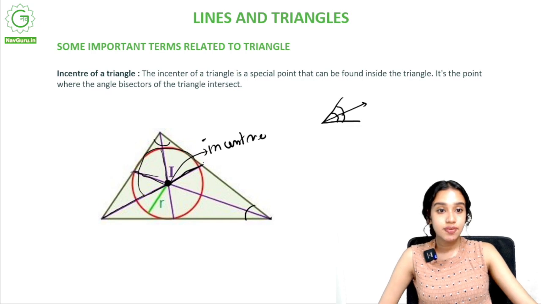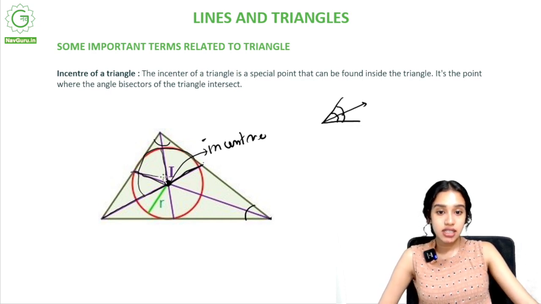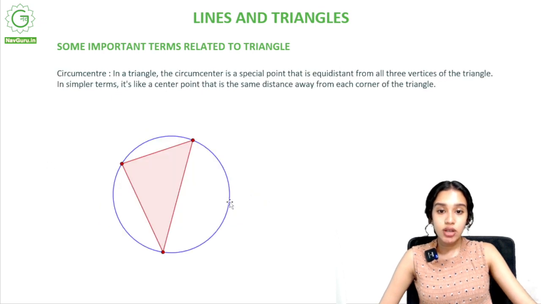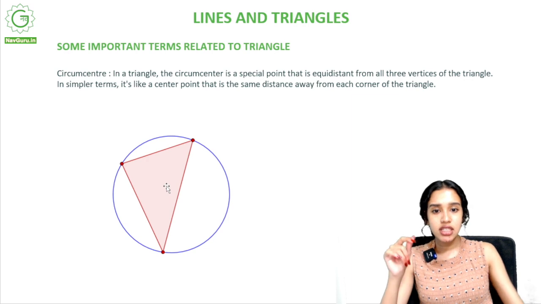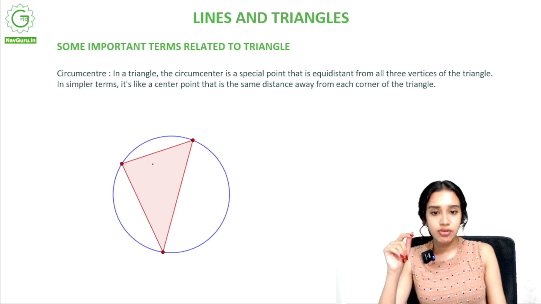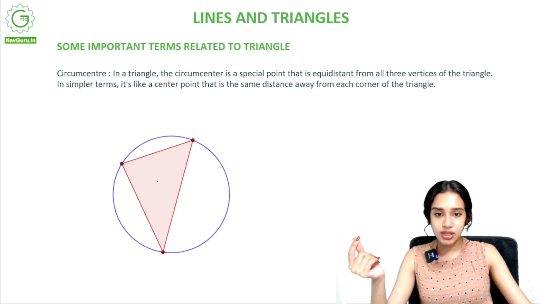And the incenter, where all the angle bisectors of the triangle intersect, this is the incenter. Now if we are taking a circle like this, here comes the circumcenter, right? If we draw a triangle inside, there would be a midpoint that is also called the circumcenter.